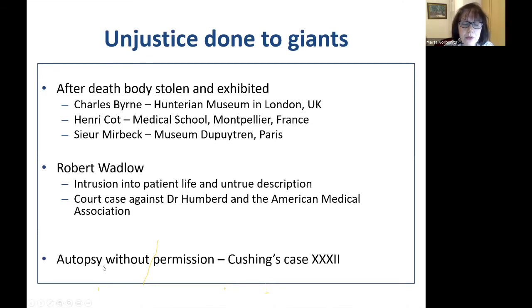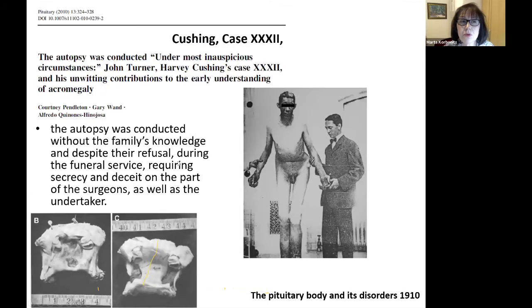And also, there could be an autopsy without permission. And actually, one of Harvey Cushing's cases was that, which was only published a few years ago: there was an autopsy conducted without the family's knowledge while they were sitting at the funeral service. It required secrecy and deceit on the part of both the surgeons as well as the undertaker. And these are the tissues which were removed under these circumstances and then published in Harvey Cushing's book.